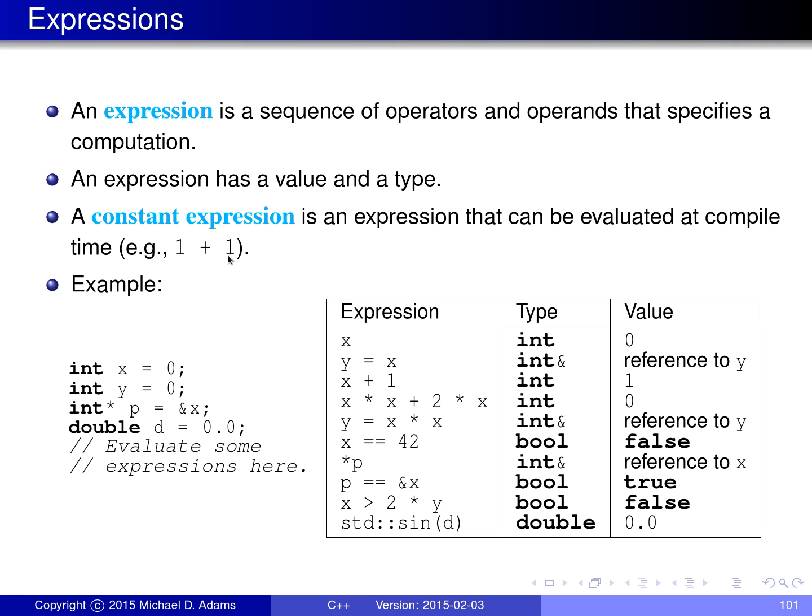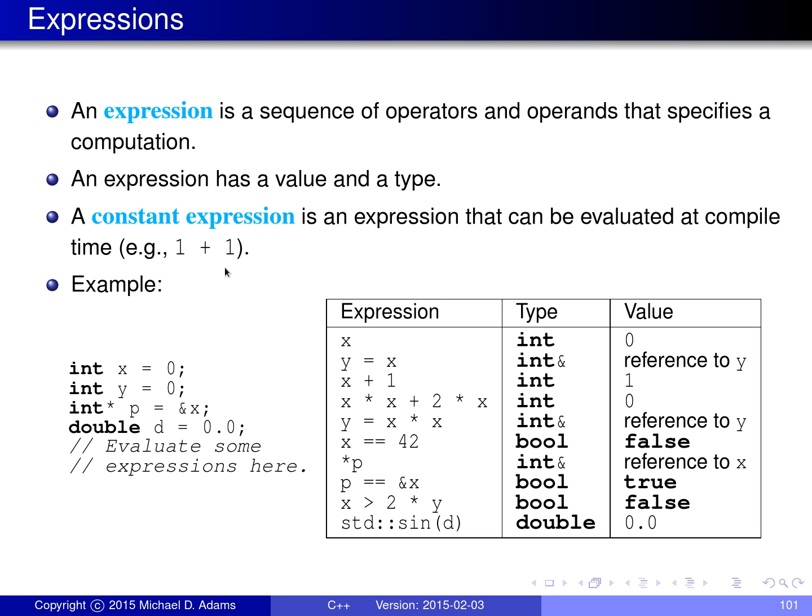When the compiler sees 1 plus 1, it knows that 1 is an integer literal of type int that has the value 1, and this 1 here is another integer literal of type int that has the value 1, and it knows that if you add an int with the value 1 to an int with the value 1, you get an int with the value 2. So this can be evaluated at compile time. 1 plus 1 does not depend on anything that happens when the program is running. It can be computed at compile time. So this is a constant expression.